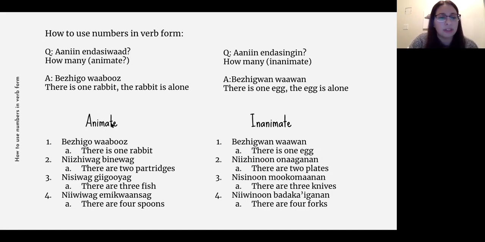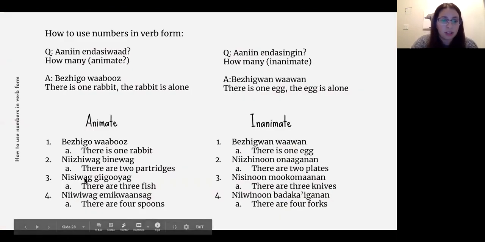It has two meanings. If you want to say there's two partridges, wabus doesn't have an ending because there's only one. Now you're making it plural. If you go to our plural animate endings, you would see WAG is an option. So not only do we add it to the noun, but we also add it to the number. So nishiwag binewag are two partridges.